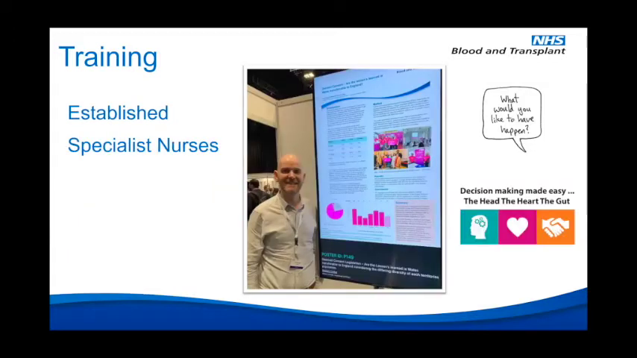For our established specialist nurses, we have annual mandatory updates based on what we've learned from the previous year, so that we're responding to the needs that the service is demanding. We certainly work on regular performance reviews, looking at the regional and national data.